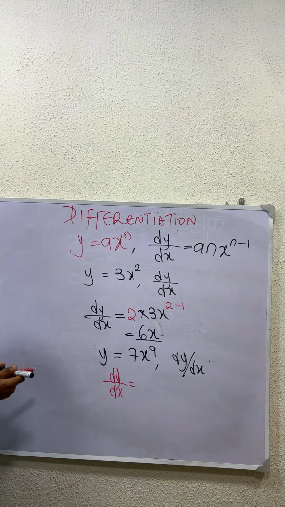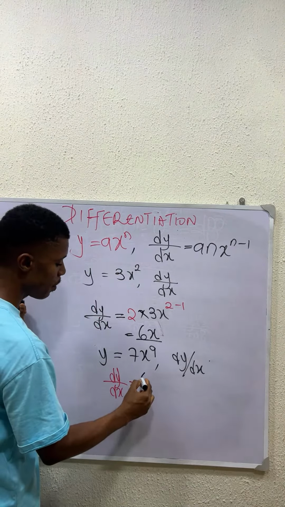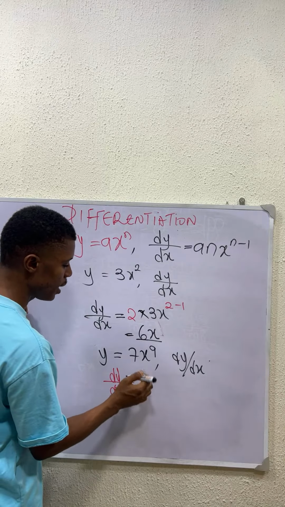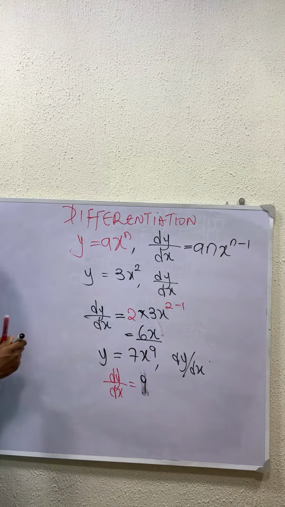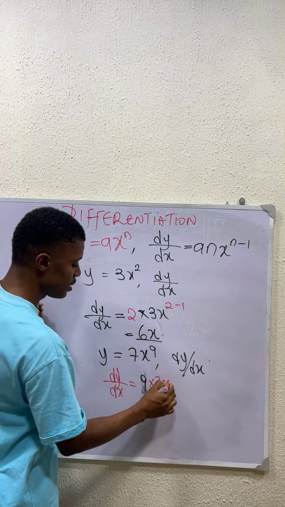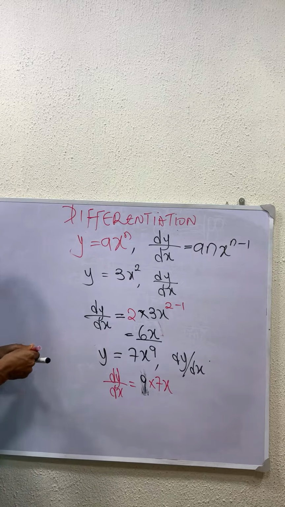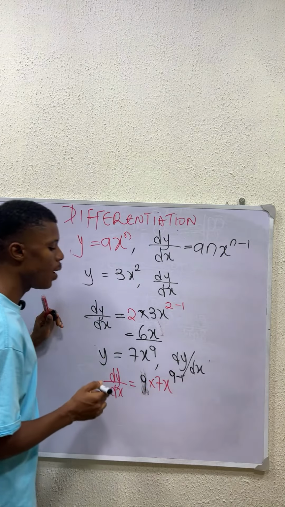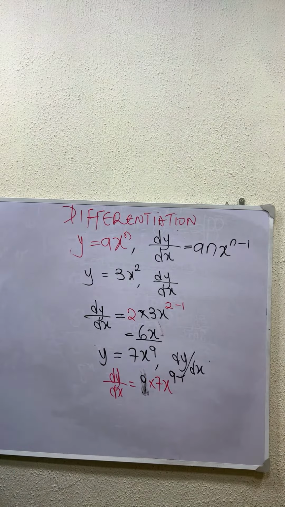So what do we have? We multiply the power 9 to 7x. Then what do we do next? Minus 1 from the power. Okay? So let's do that now.